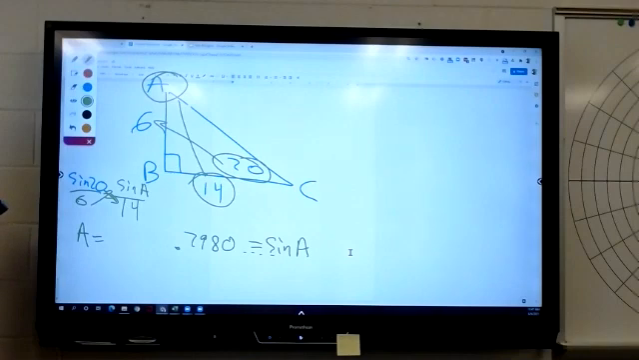What is the inverse sine of 0.7980? 52.9395. That doesn't make sense. Double check. Somebody else do the inverse sine of 0.7980. 52. Okay, then I screwed up. Somebody take sine of 20. What's sine of 20? 0.3420. Oh, stupid.